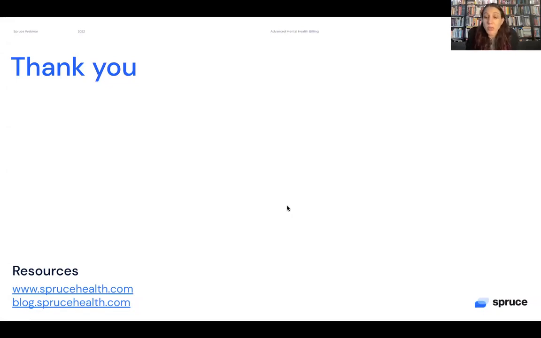Again, the most important thing is the documentation. Whether you're using Spruce for that kind of organic documentation, or a different service, or writing notes in a more traditional way, you want to check online and see what is required for the documentation for a crisis and make sure those elements are present in your documentation. That is by far the best way to ensure that insurance is going to pay out on codes.